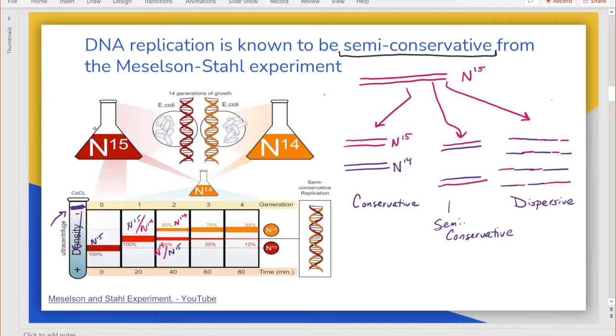A dispersive model would always have hybrids. The conservative model would always have some N14 only. Only the semi-conservative model is represented by the data here, where after 2 rounds of replication, you have some hybrids and some N14 only DNA strands.